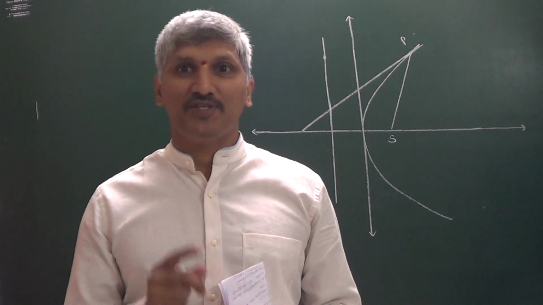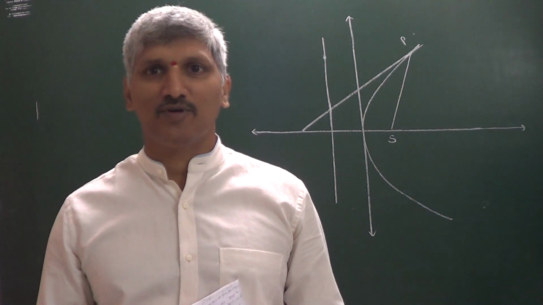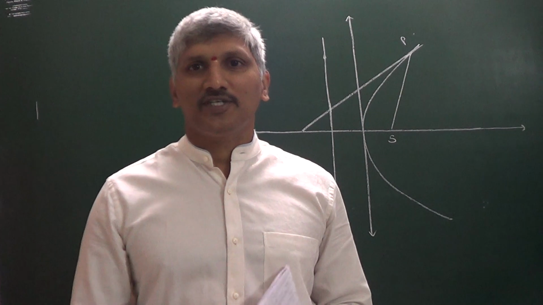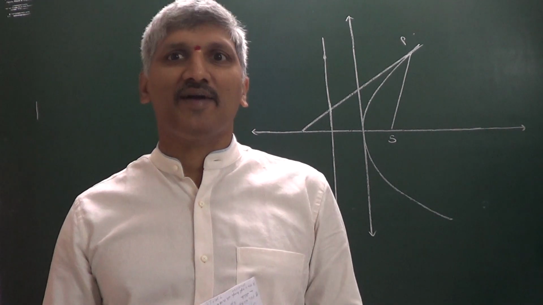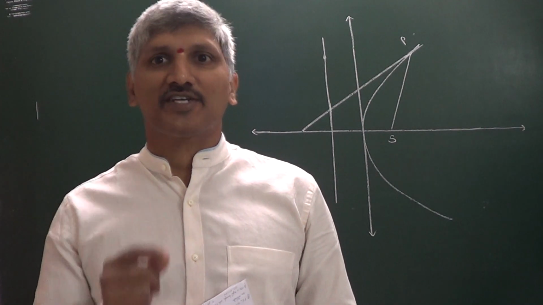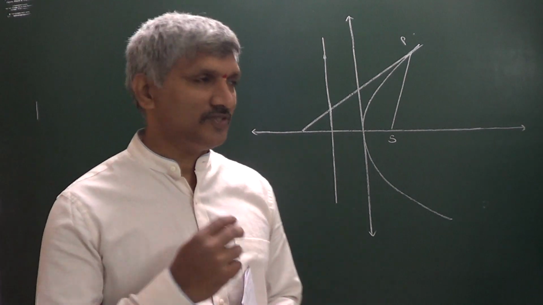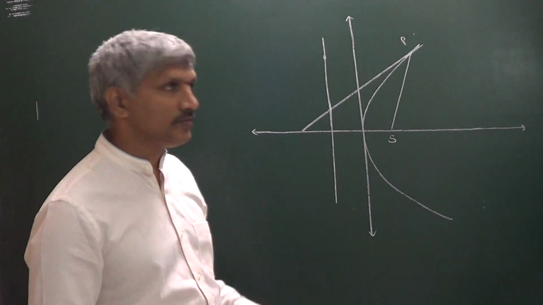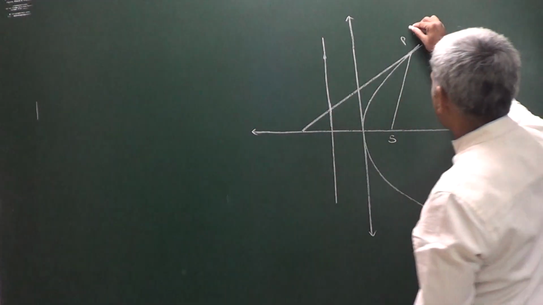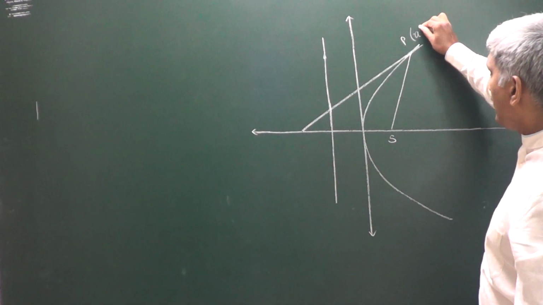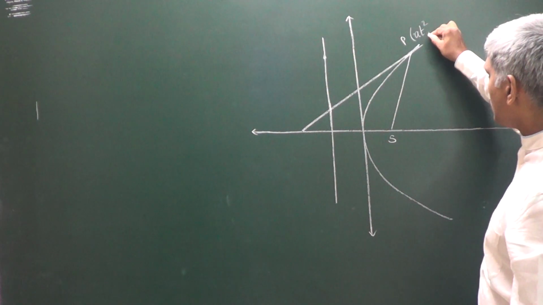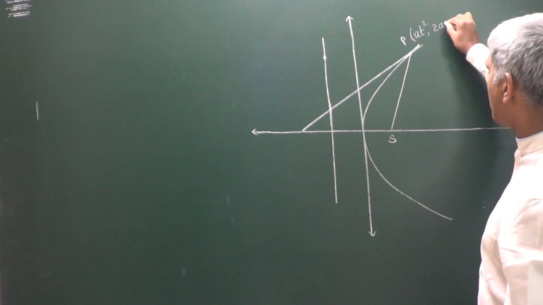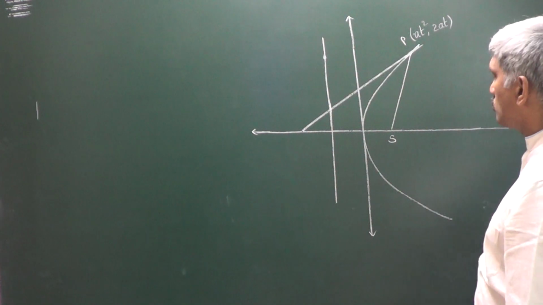Yes, students, in this particular class I am going to discuss the geometrical properties of a parabola, and then the reflection property of a parabola. See, this is the parabola, let us say the standard parabola. At a point P, you know that the point is (at², 2at). At point P, a tangent is drawn to the parabola.